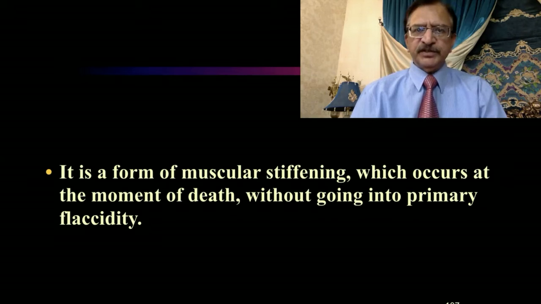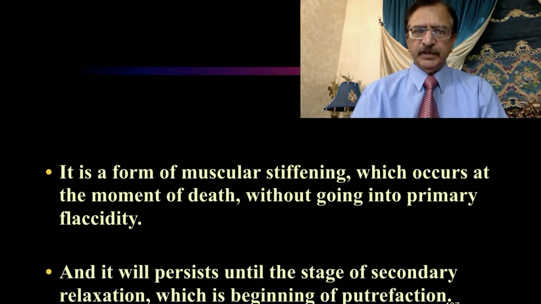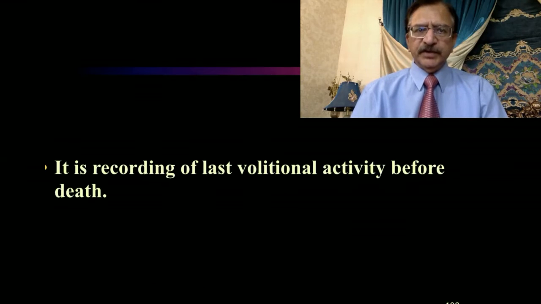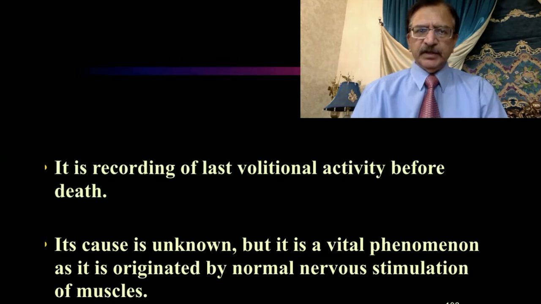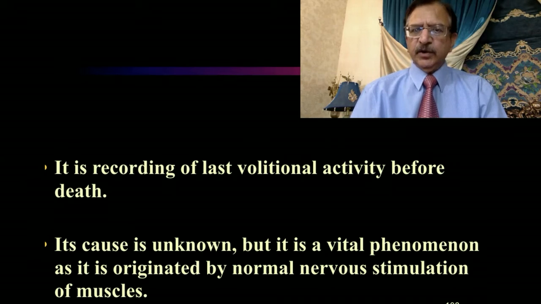It is a form of muscular stiffening which occurs at the moment of death, and the muscles, without going into primary flaccidity, become rigid. It will persist until the stage of secondary relaxation, which is the beginning of putrefaction. So it is a recording of the last volitional activity before death. Its cause is unknown, but it is a vital phenomenon, and it originates from the normal nervous stimulation of the muscles.